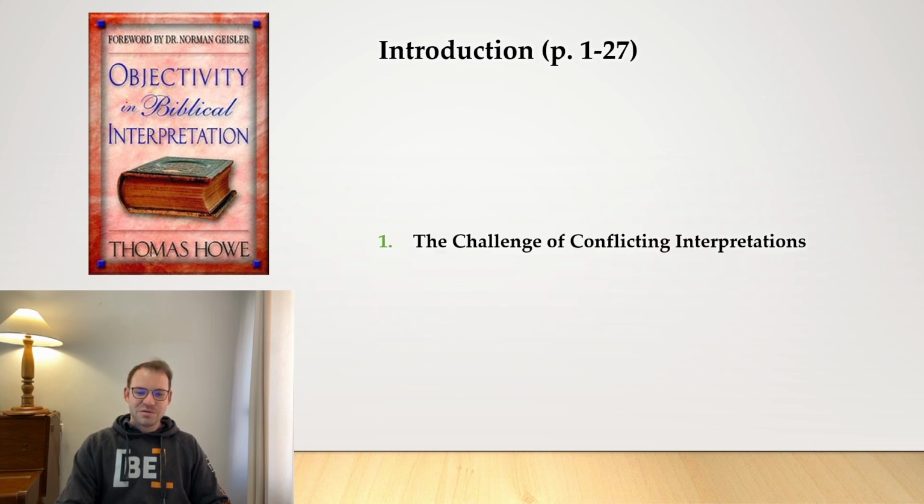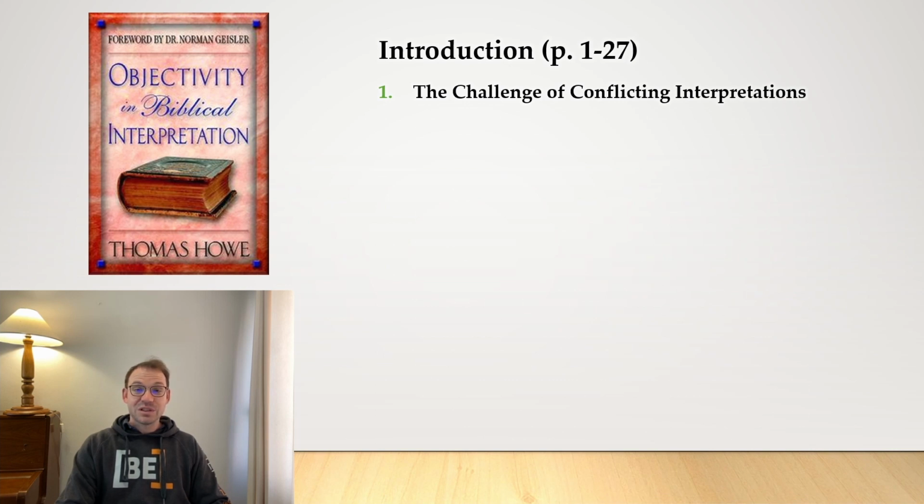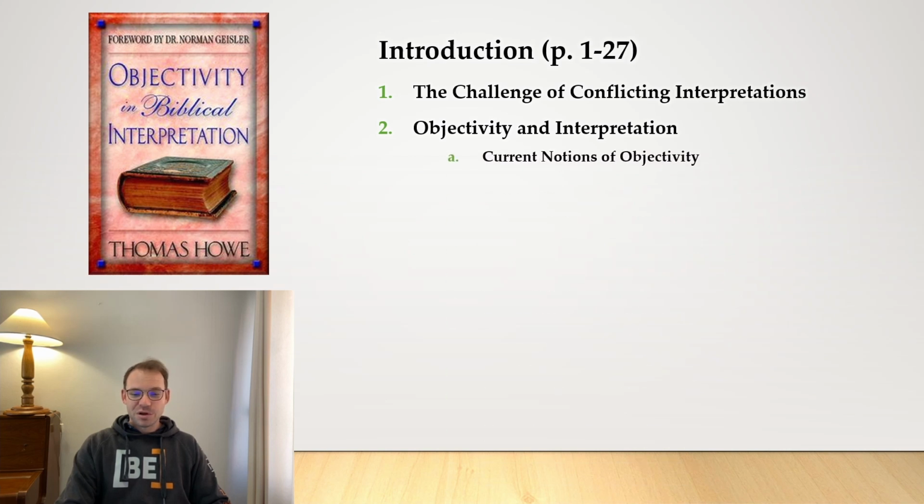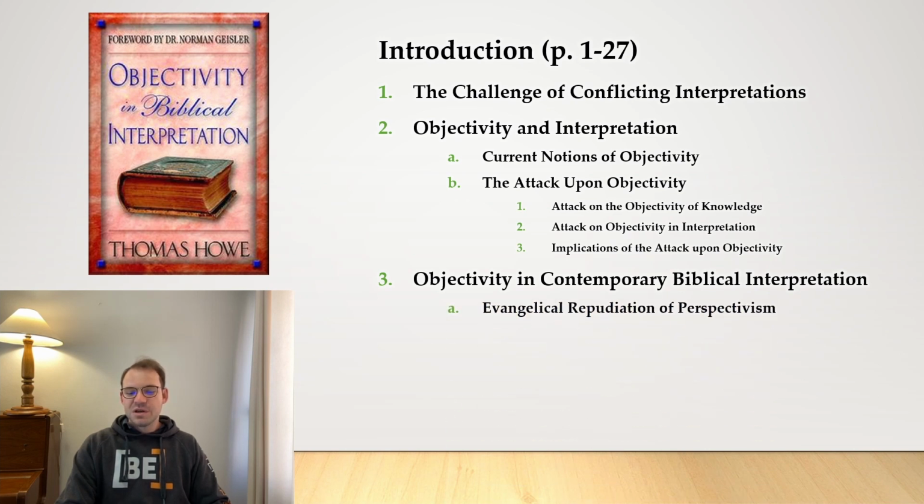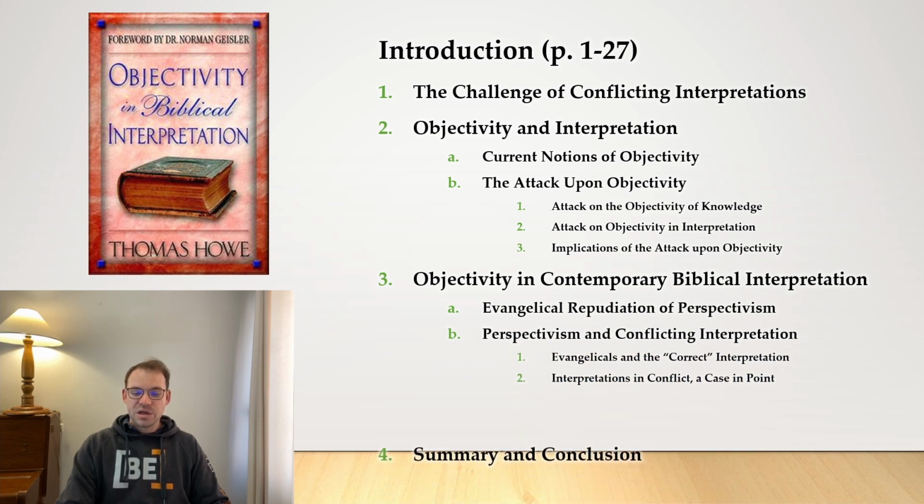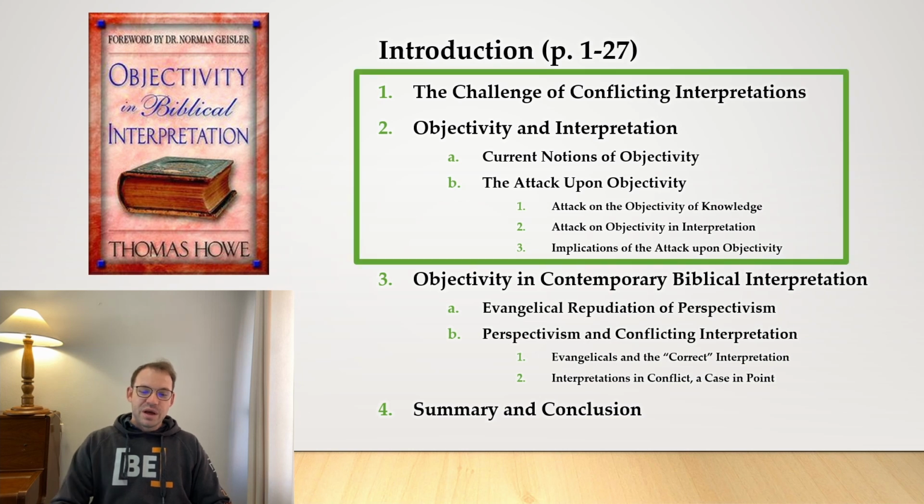So the introduction is divided into the following subheadings: the challenge of conflicting interpretations, objectivity and interpretation, current notions of objectivity, the attack upon objectivity with its own subheadings there, then objectivity in contemporary biblical interpretation, evangelical repudiation of perspectivism and conflicting interpretation with more subheadings, and then a summary and conclusion. And in this part, we will only look at the first half of the introduction, and then in part 2 we'll cover the second half as well.